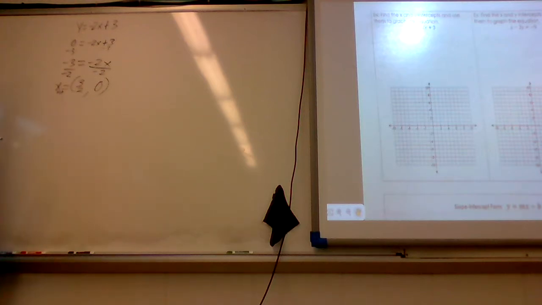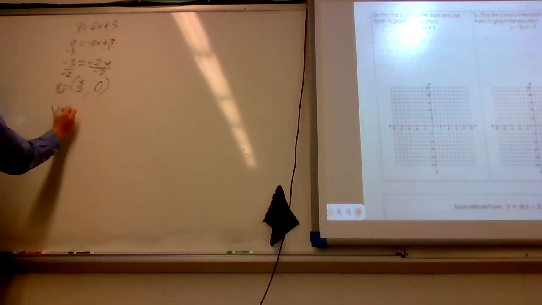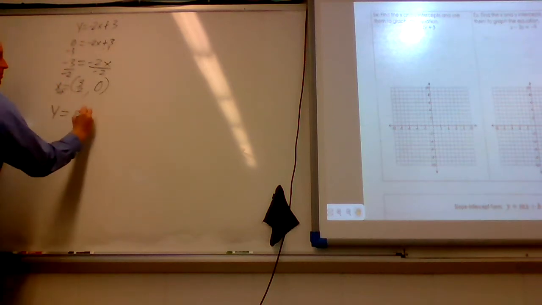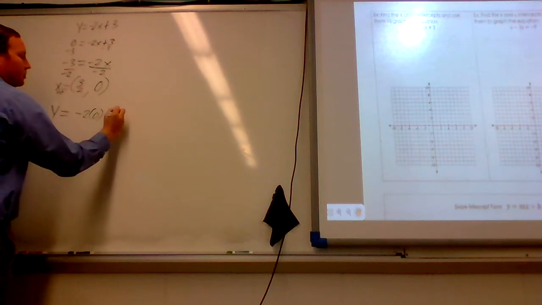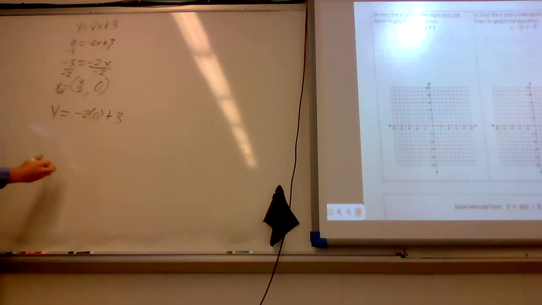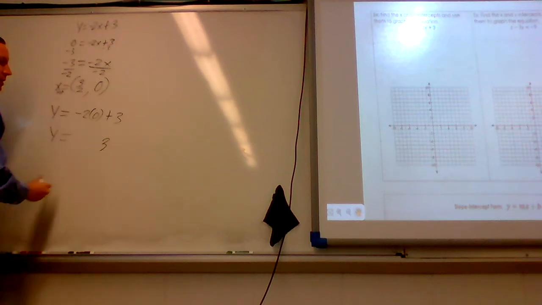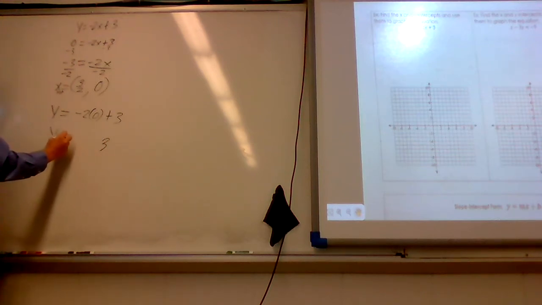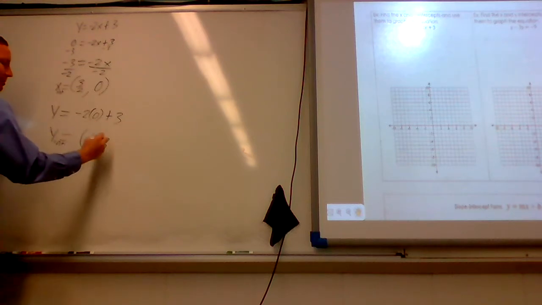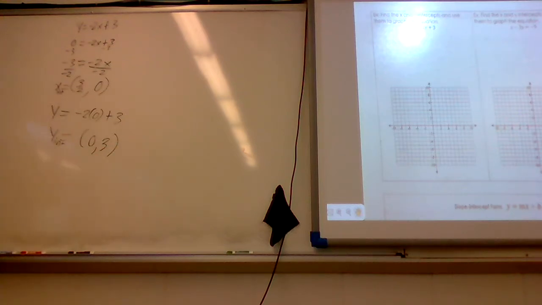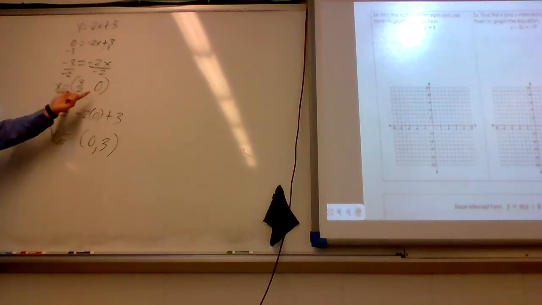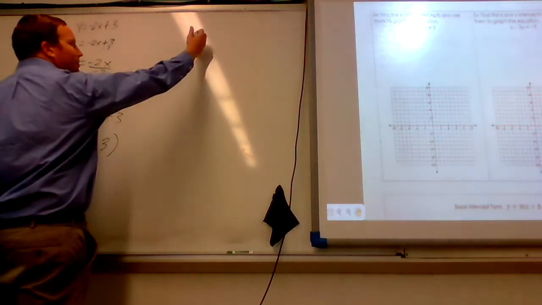And then we're going to do the same thing for our y-intercept. So to find y, we're going to set x equal to 0. -2 times 0 is going to leave us with 3. And again, this is our y-intercept, so it's at the point 0, 3. So now we have our 2 points, our x-intercept and our y-intercept, so we can graph them.